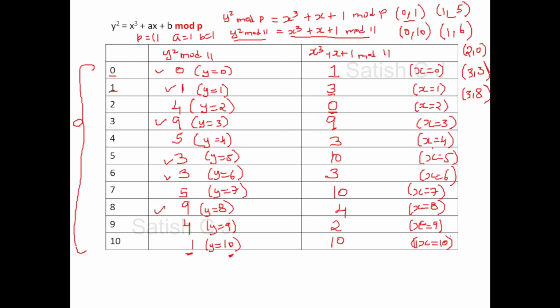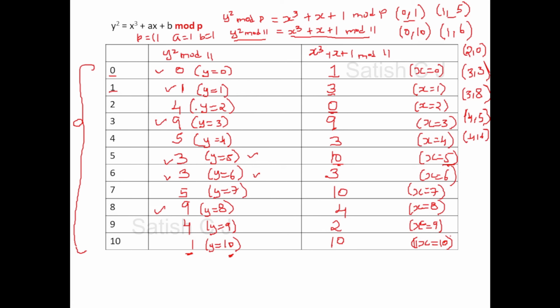Next, we'll take the value for x is equal to 4. So what we get here? 3. So we have a 3 here again and a 3 here again. So when x is 4, what are the points on the left hand side? We have 5 and 6. So we have 4, 5 and 4, 6. So these are the points. So any other 3s this side? No. Let's go to x is equal to 5.